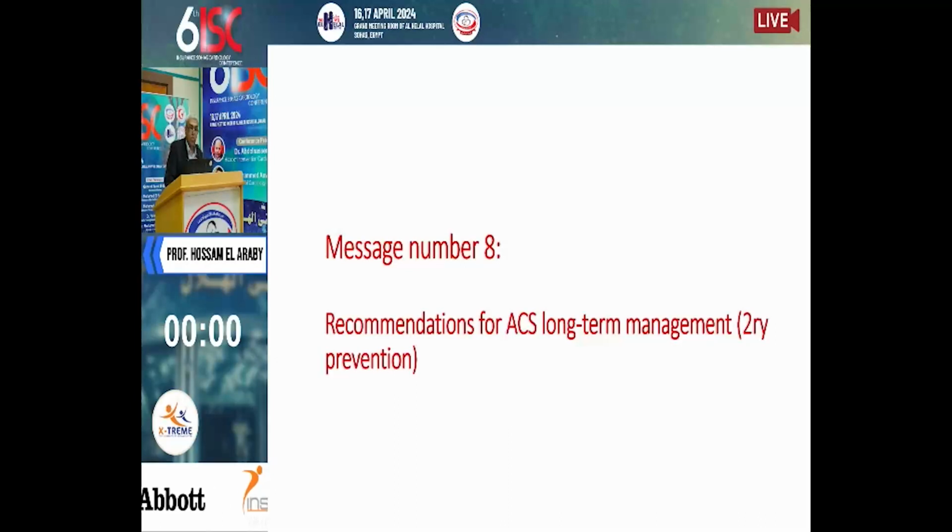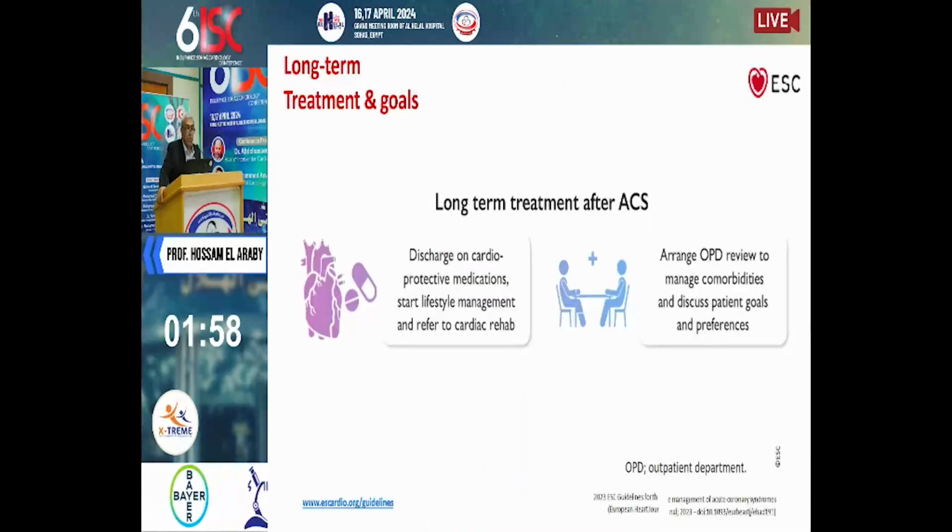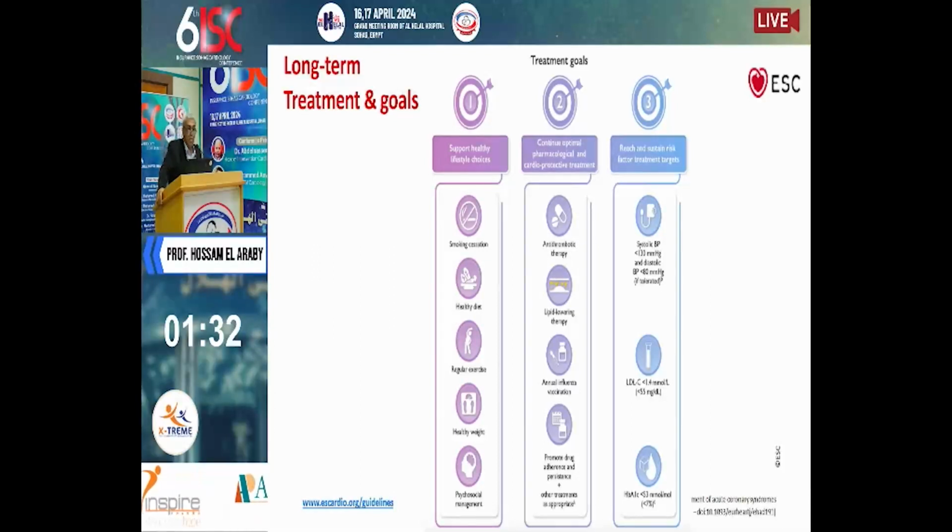Message number 8, recommendations for long-term therapy, secondary prevention. For secondary prevention, discharge on cardioprotective medications and start lifestyle management. The outpatient department interview is very important to discuss with the patient the further management, the goals, and the benefits of these preventive management strategies that they will adopt after acute coronary syndrome. It consists of supporting healthy lifestyle choices, smoking cessation, healthy diet, regular exercise, healthy weight, psychosocial management, antithrombotic therapy, lipid-lowering therapy, influenza vaccination, and promoting drug adherence and persistence.